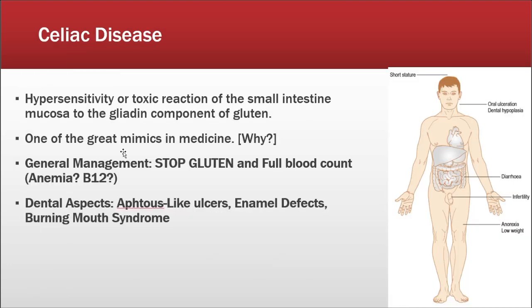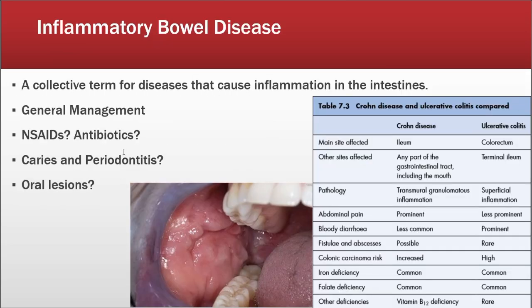Now, celiac disease is the great mimic of medicine because its symptoms are very similar to many diseases. It's a hypersensitivity or toxic reaction of the small intestine mucosa to gluten. Now we ask patients to stop gluten, and do a CBC to check for anemia. And patients might have aphthous-like ulcers and burning mouth syndrome problems.